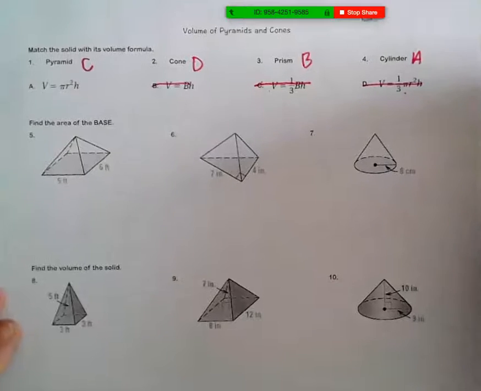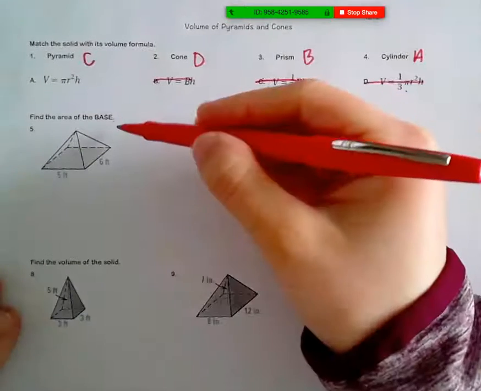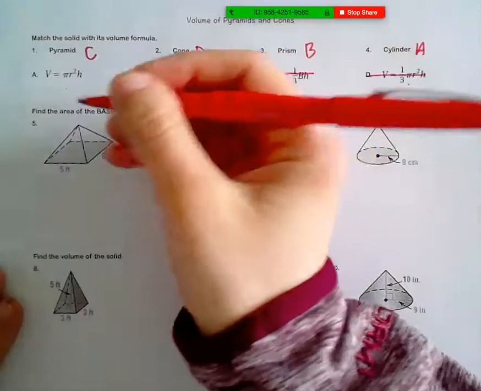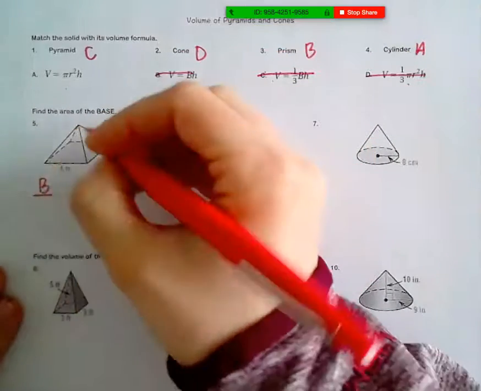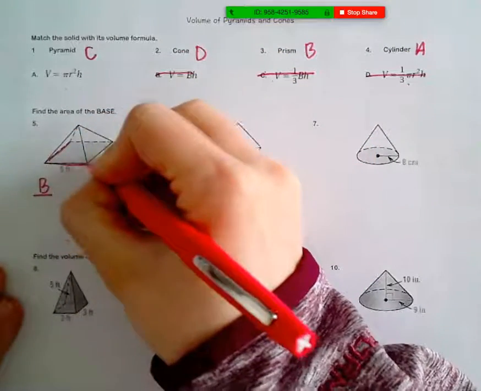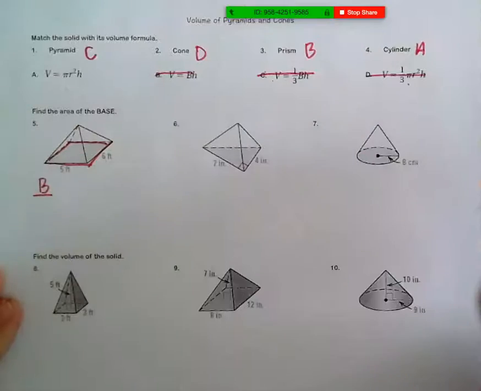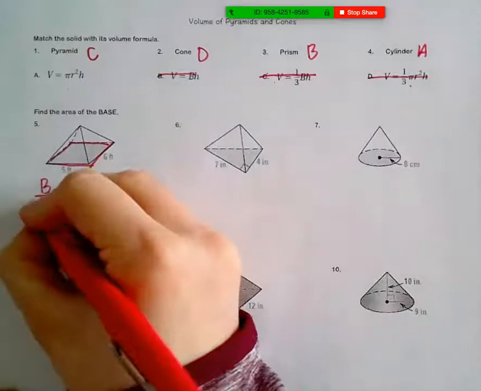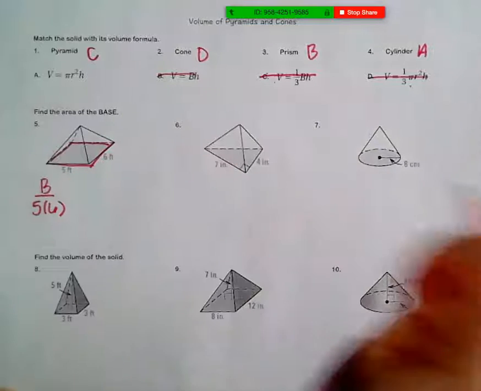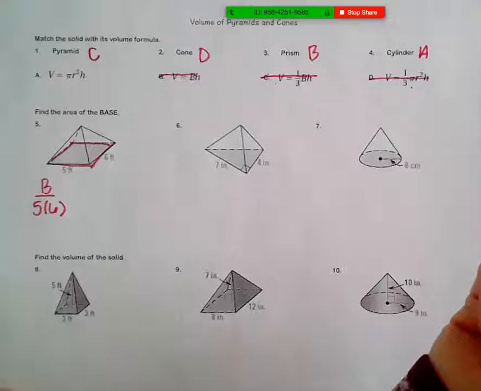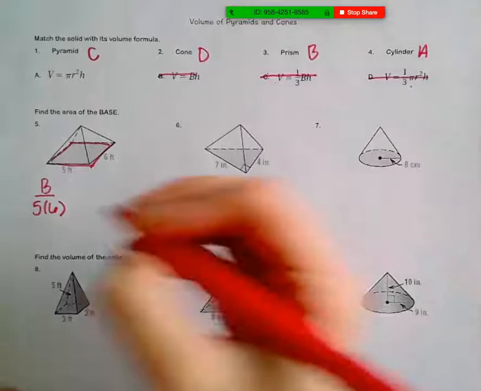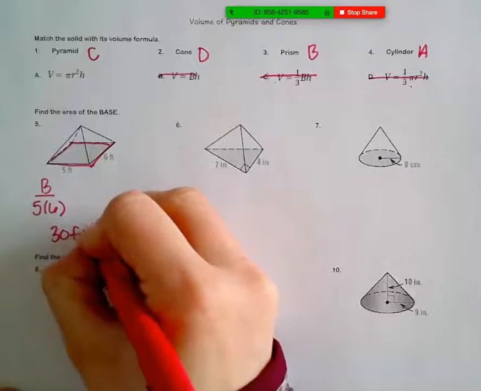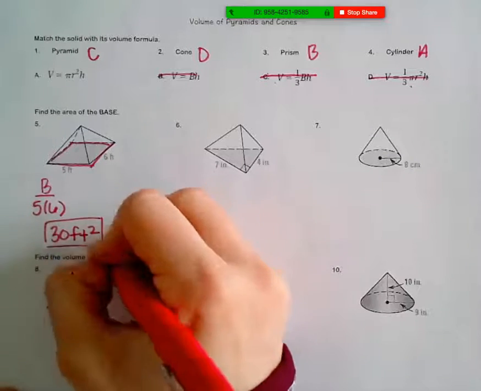Find the area of the base. So we're only finding the area of the bottom, okay? If we want to find the base area here, what are our dimensions? 5 and 6. So 5 times 6 is 30. Is it gonna be cubes? Nope, this is just area, so just feet squared.